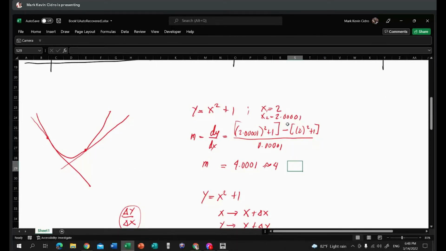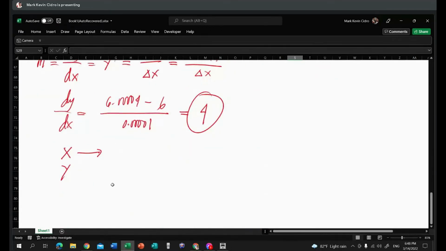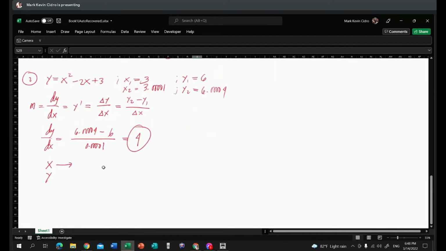If you want to improve the value of your m, add more zeros. Okay? And actually, this is not part of the solution. I'm just proving to you that when the change in x is approaching 0, you get the value of dy over dx. Okay?